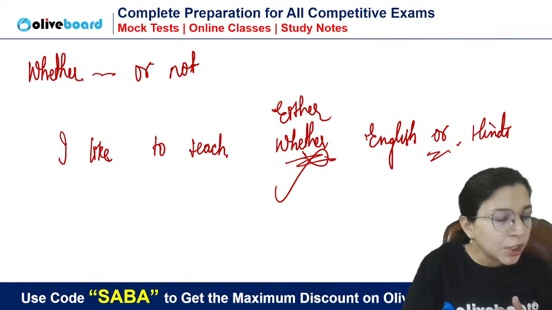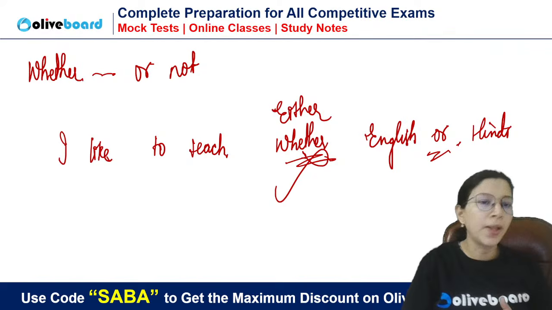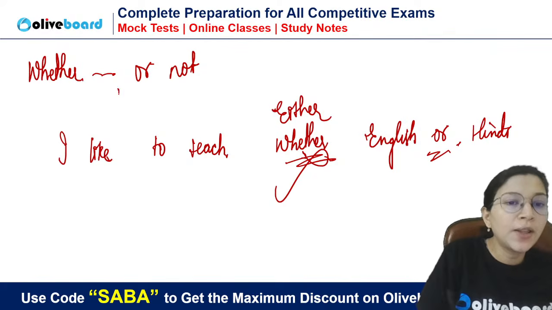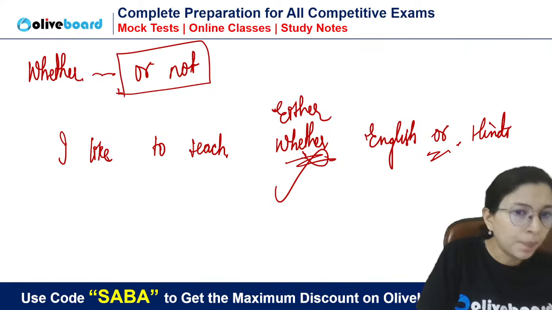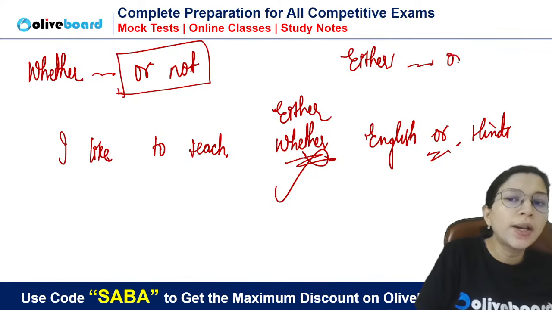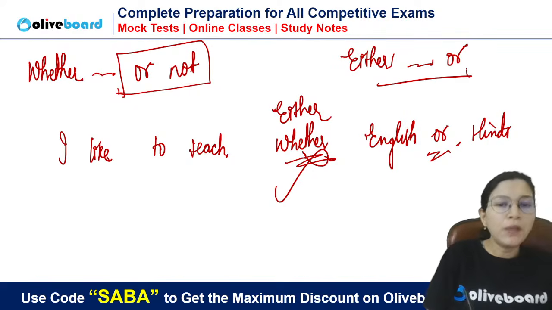You are giving the option, so you will say either English or Hindi. Whether is also paired with or. Always remember that whether is paired with or not. Either/or we use for choice. Whether/or we use for condition. Is it clear?